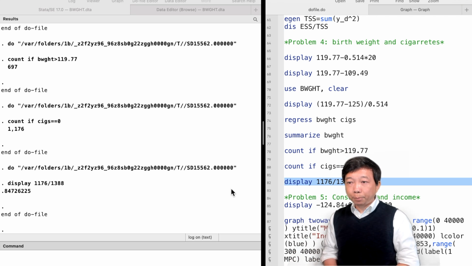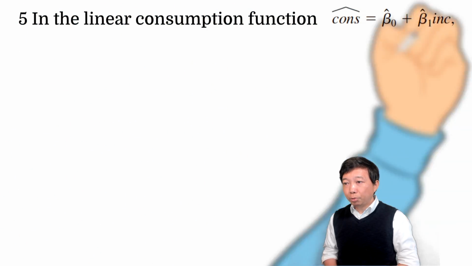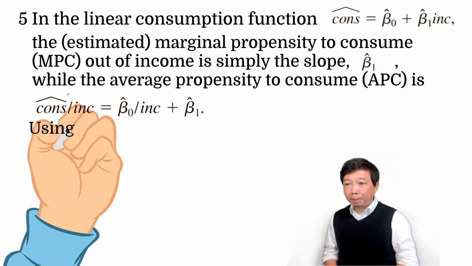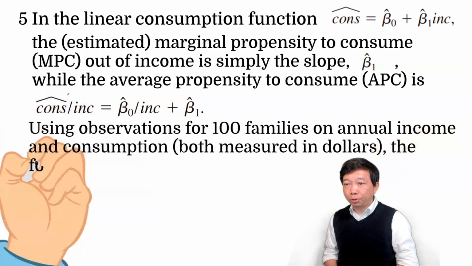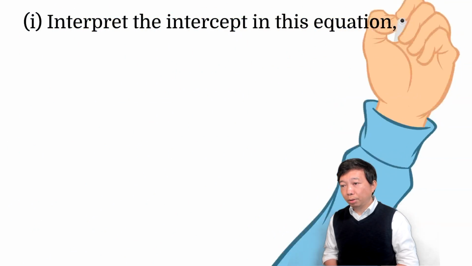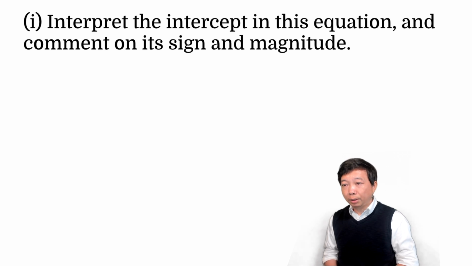Next, let's do the fifth problem. In the linear consumption function, the estimated marginal propensity to consume out of income is simply the slope beta hat 1, while the average propensity to consume is as follows. We have the following equation using observations for 100 families on annual income and consumption. The first question is to interpret the intercept in this equation and comment on its sign and magnitude. The intercept is the family's annual consumption when its annual income is 0. It is minus $125. It does not make any sense for a negative consumption.